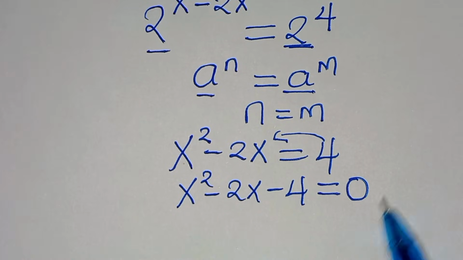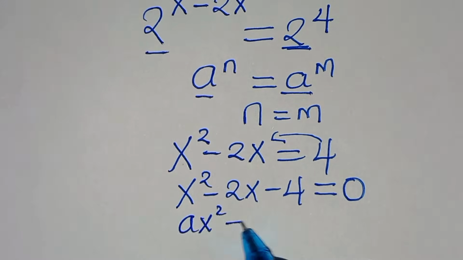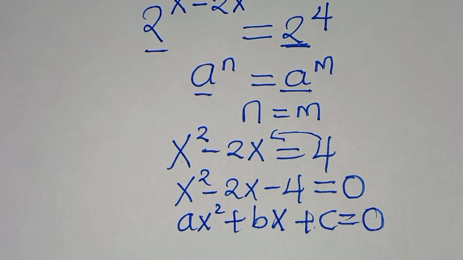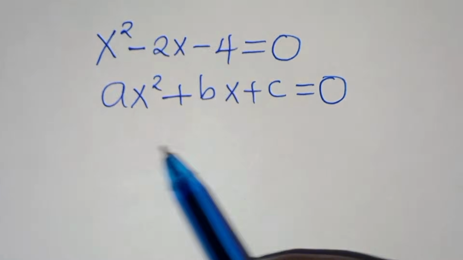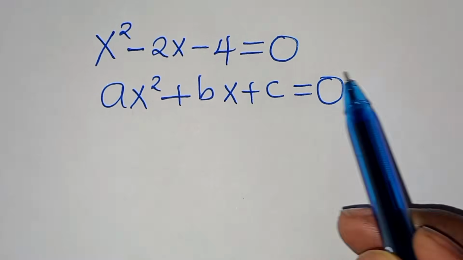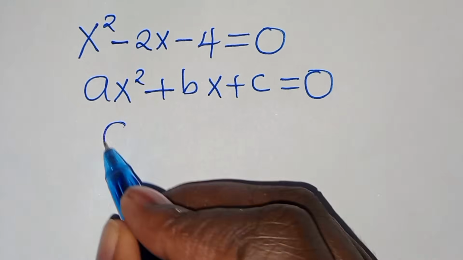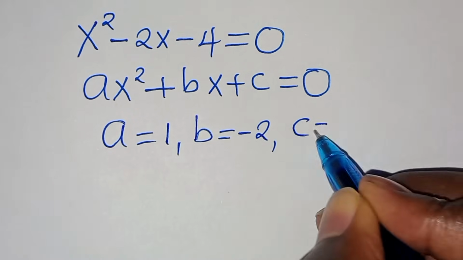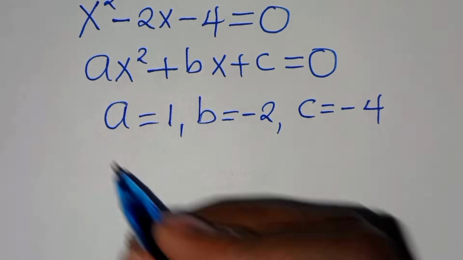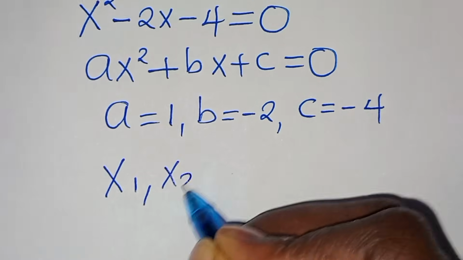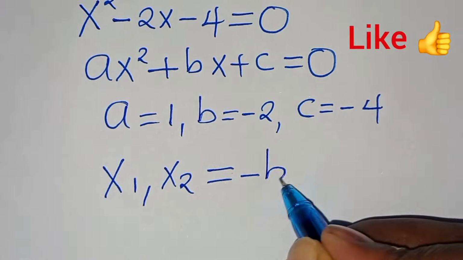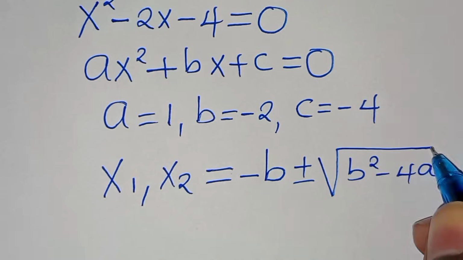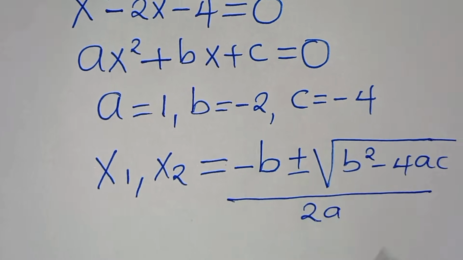Now this is a quadratic equation of the form ax squared plus bx plus c equal to 0. From this quadratic equation, we have that a is equal to 1, b is equal to minus 2, and c is equal to minus 4. So we can solve for x1, x2 by applying the quadratic formula, which is minus b plus or minus the square root of b squared minus 4ac, everything divided by 2 times a.